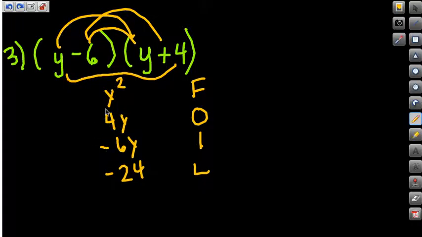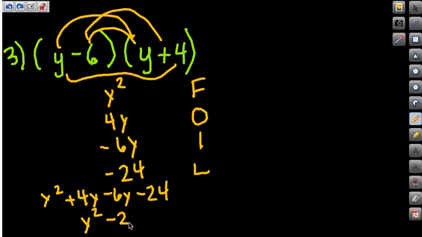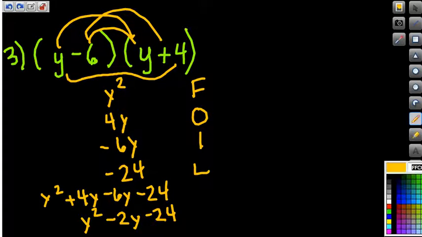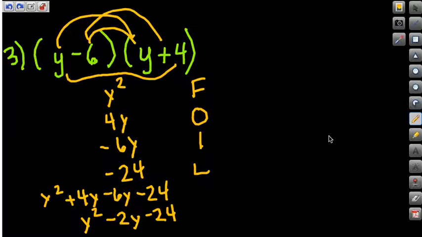Okay, so we just multiplied each one of those. So now let's write out the terms. So we have y squared plus 4y minus 6y minus 24. All right, combine like terms. So y squared minus 2y minus 24. Okay, let's go ahead and look at this using the box. This time I'll draw the box by hand here, so it may not be the best one, but it'll work for what we're doing here.